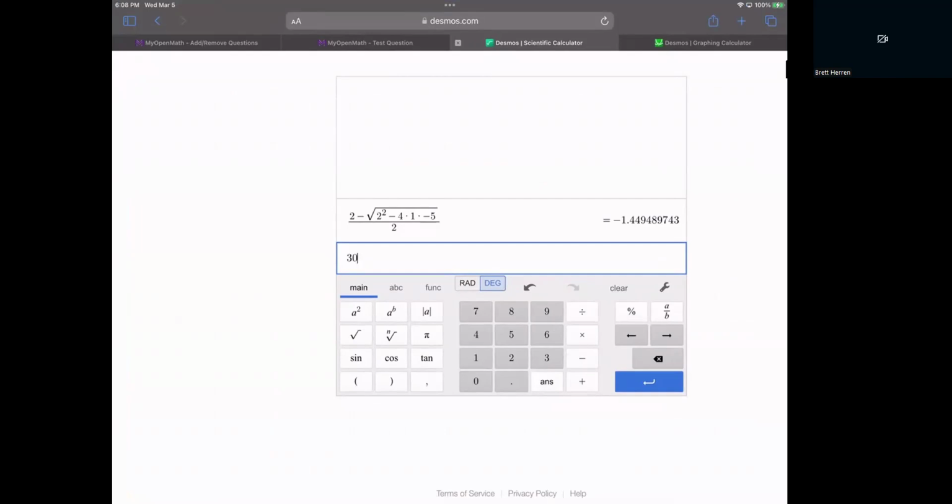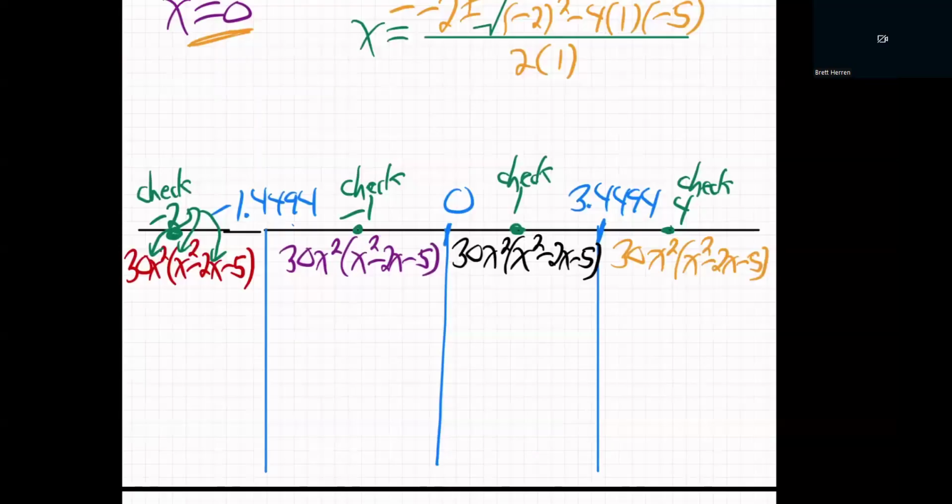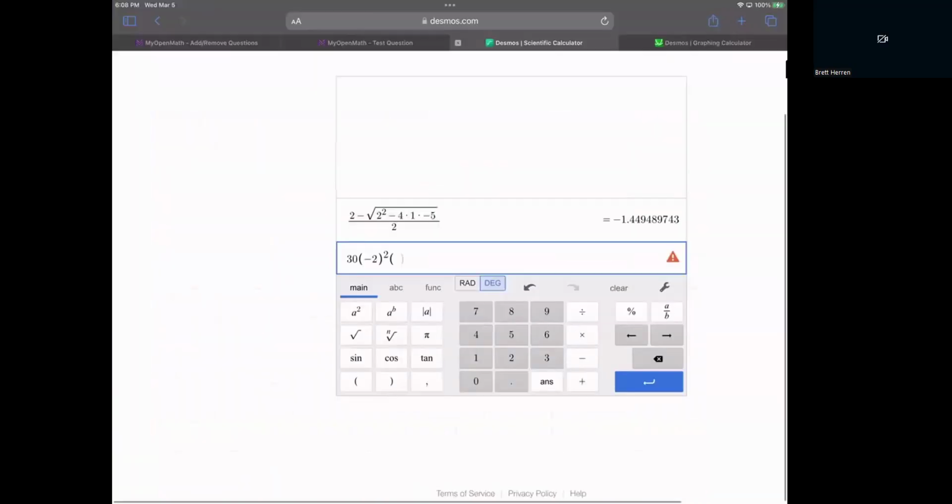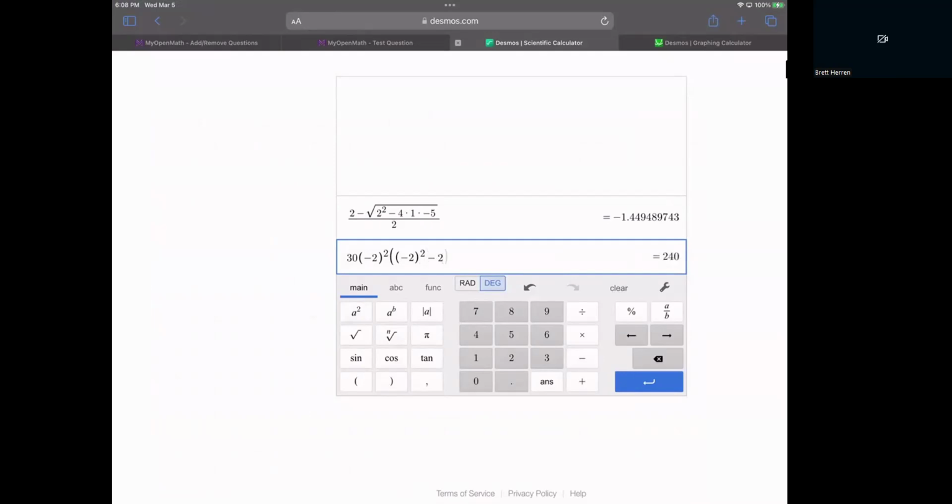30 times negative 2 squared. 30x squared times x squared minus 2x minus 5. So squared minus 2x minus 5. Boom. See how I did that? 30x squared times x squared minus 2x minus 5. Whoops, I didn't do that one. I did that. Okay, I plugged in negative 2.